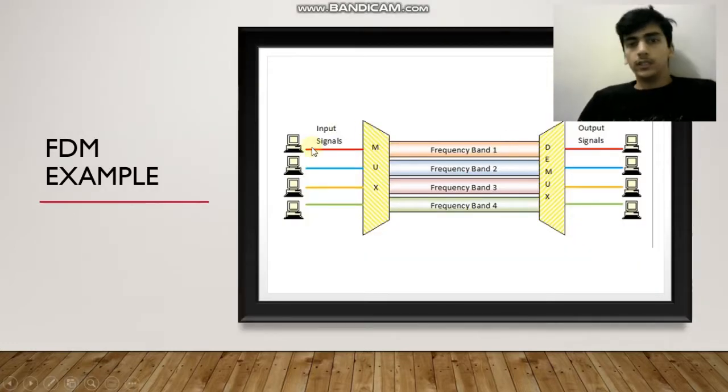So here are the input signals from the source, which get multiplexed and travel in their own respective frequency bands, get demultiplexed, and the output signals reach the destination.